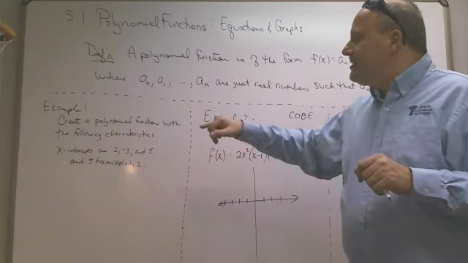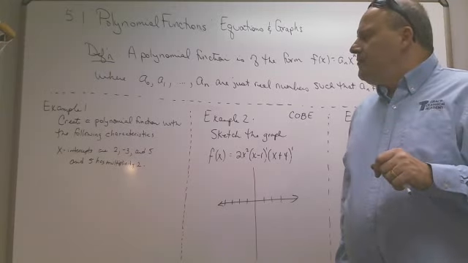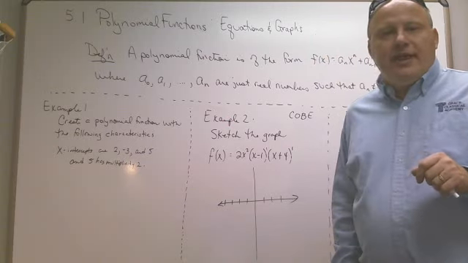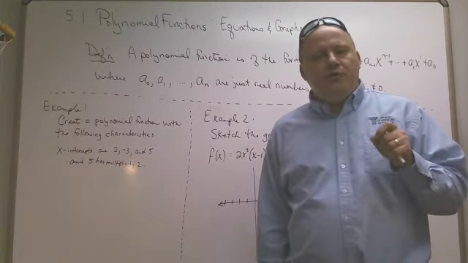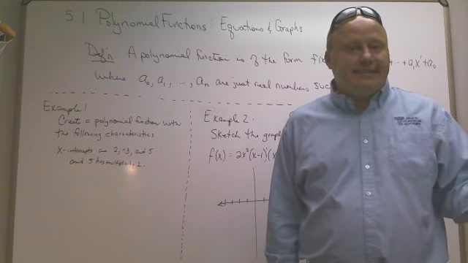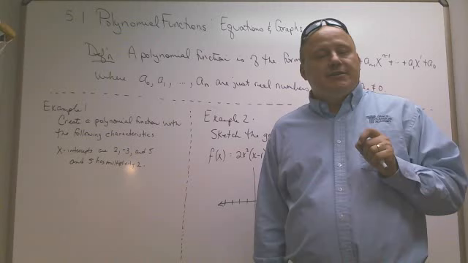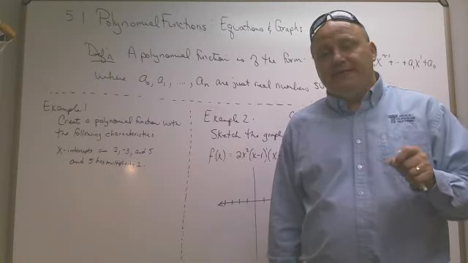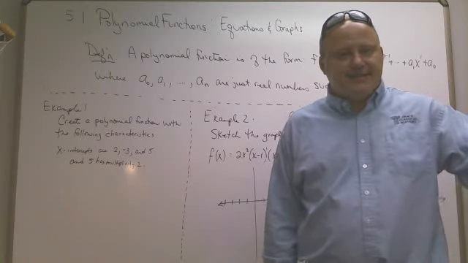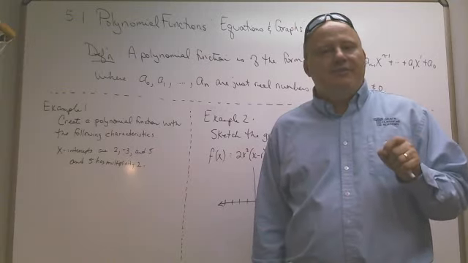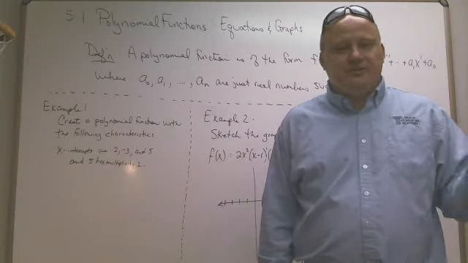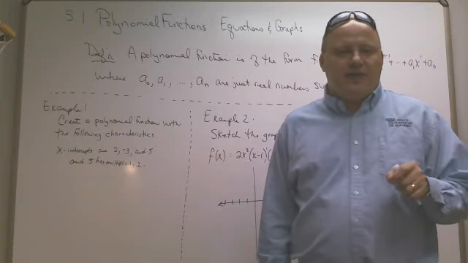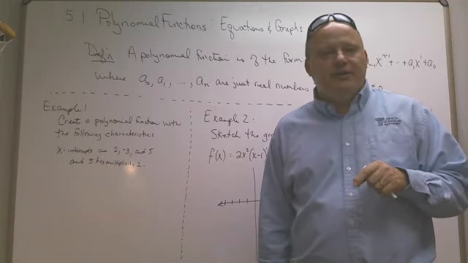So example 1, create a polynomial function with the following characteristics. We want the x-intercepts to be 2, -3, and 5. Something that we learned in class: if you know that an x-intercept is some number c, then there's a factor based on that. It's called x minus c. For example, if 7 is an x-intercept, crosses the x-axis at 7, then the polynomial function will have x minus 7 as a factor. So if c is an x-intercept, then x minus c is a factor. It's actually called the factor theorem if you want to know, but that's another subject.